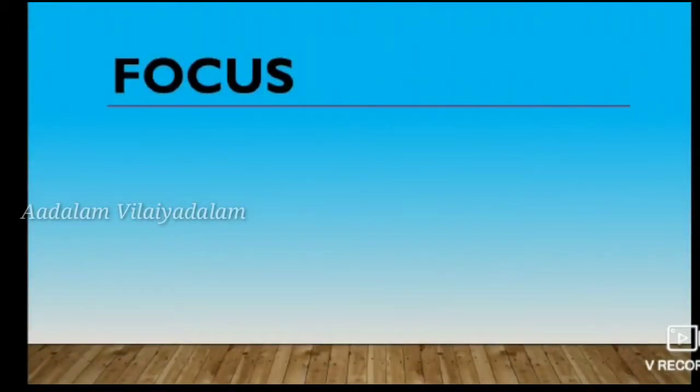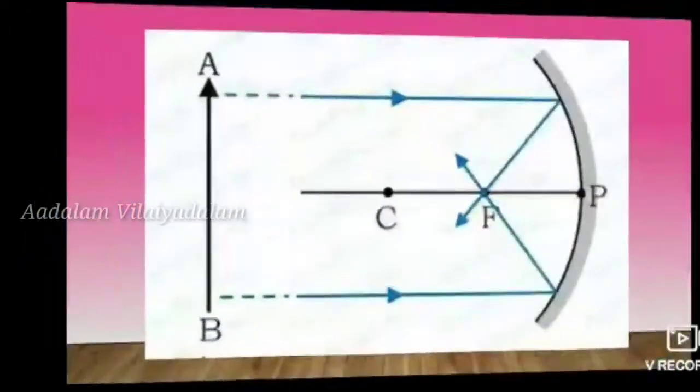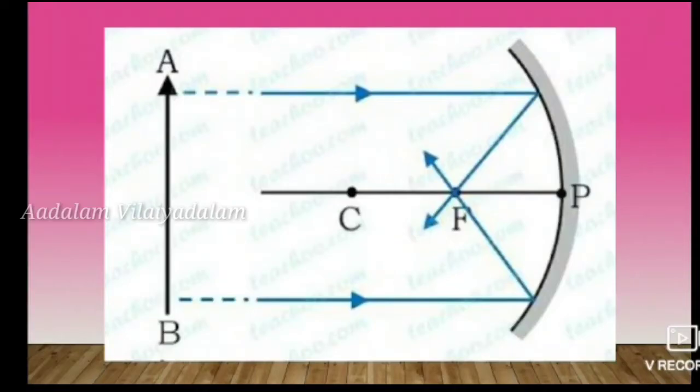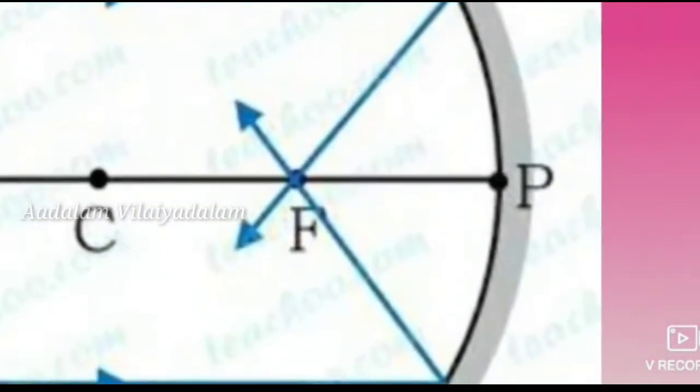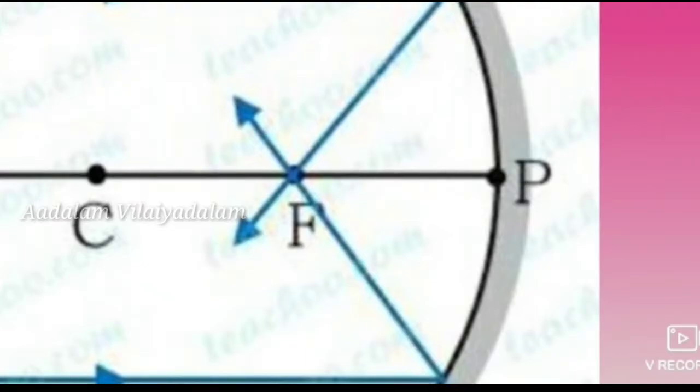And the fifth one is focus. When a beam of light is diverged or converged at a point, that point is known as focus. So this is F, the focus. The point at which the beam of light is diverged or converged is denoted by focus. It is diverged in a convex mirror and converged in a concave mirror.